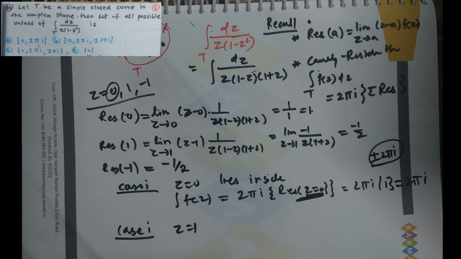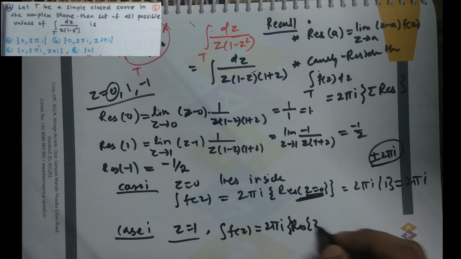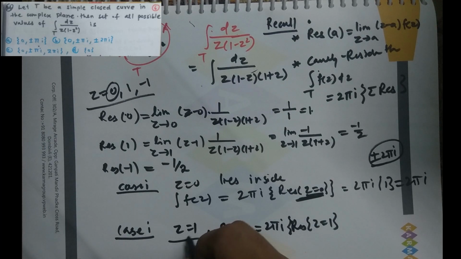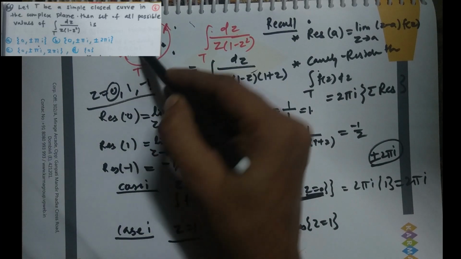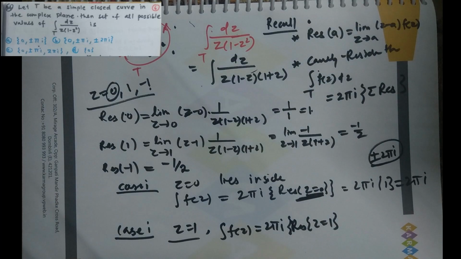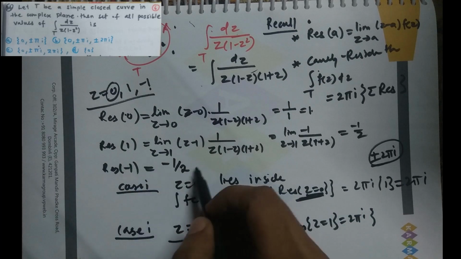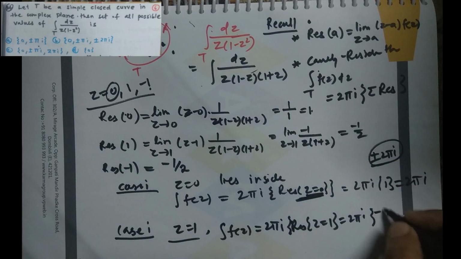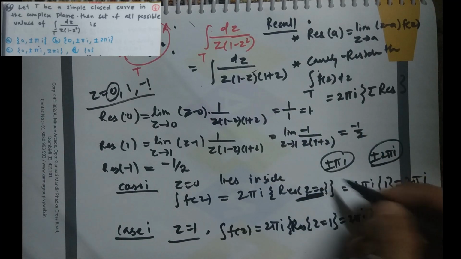Suppose z equals 1 lies inside. What will happen? The integral of f(z) will become 2 pi i times the residue at z equals 1. Now see, when I consider z equals 1, in this case 0 and minus 1 will lie outside. Only z equals 1 will lie inside this T. So what will be the answer for this case? 2 pi i times the residue at 1. The residue at 1 we have found, which is equal to minus half. If I cancel this 2 I will get minus pi i. So the answer is minus pi i. If I interchange the orientation, I will get the answer plus pi i. So plus pi i and minus pi i are also possible.